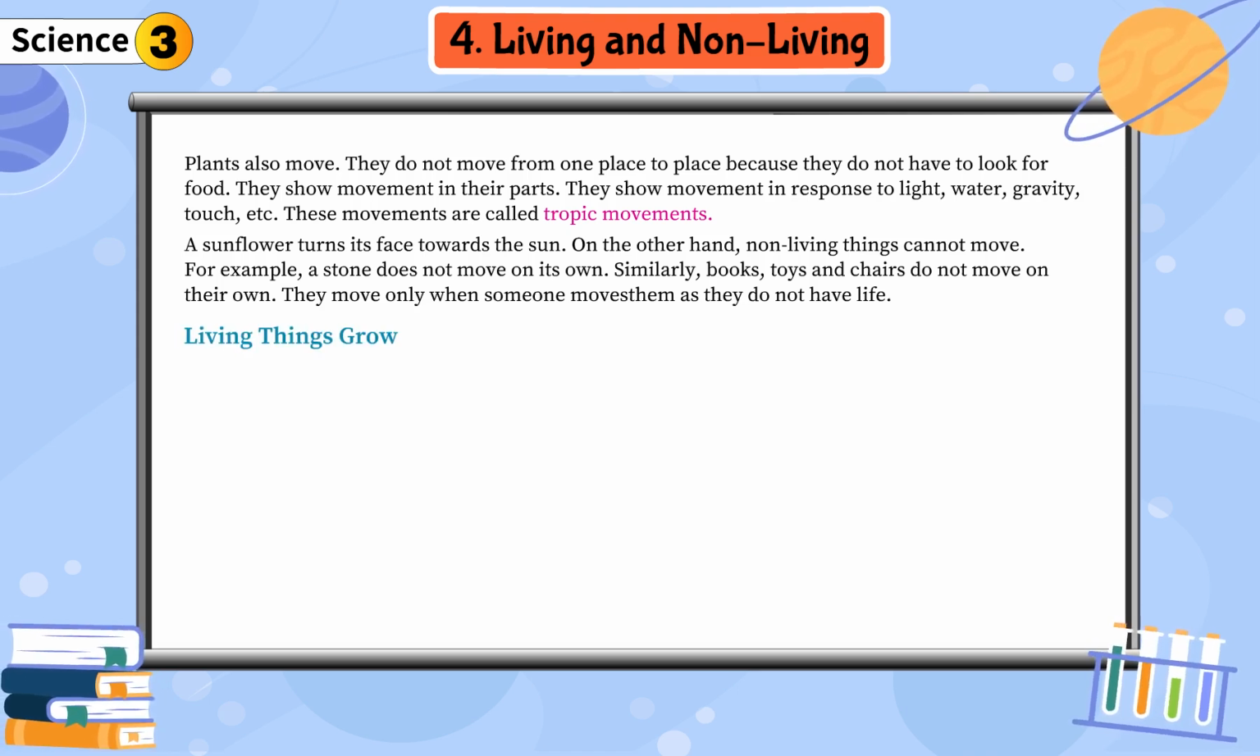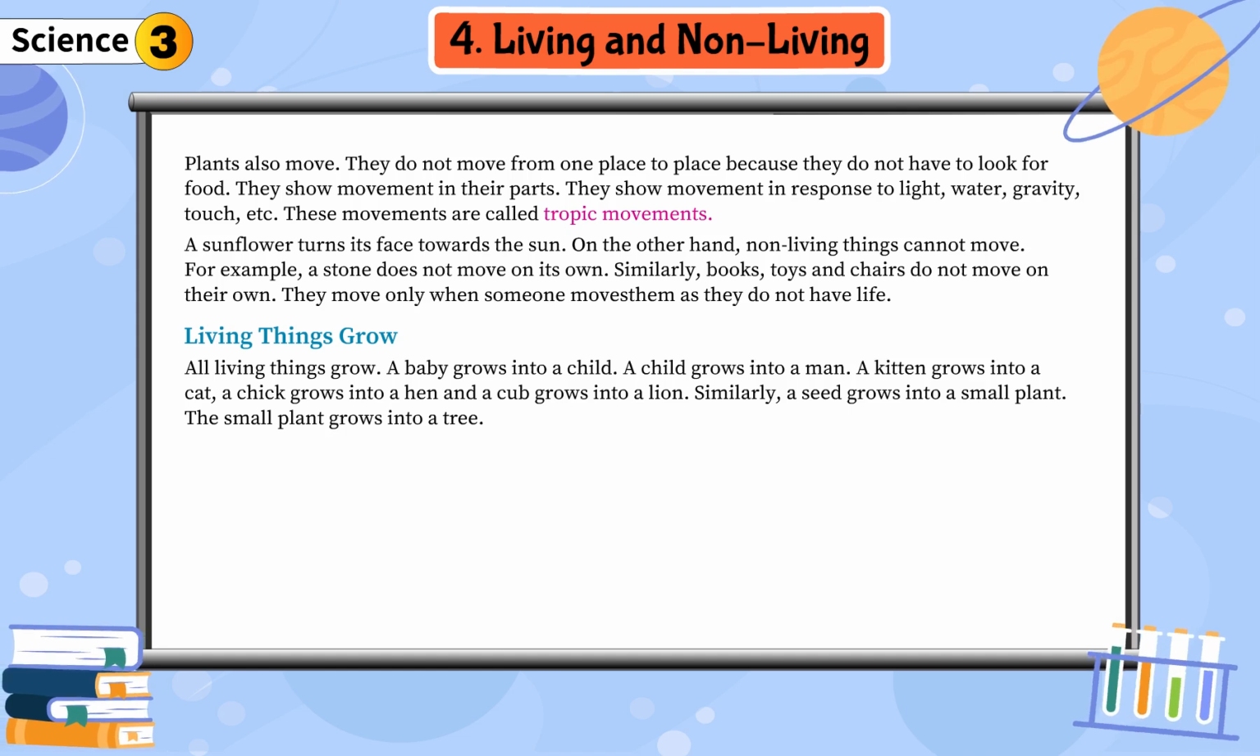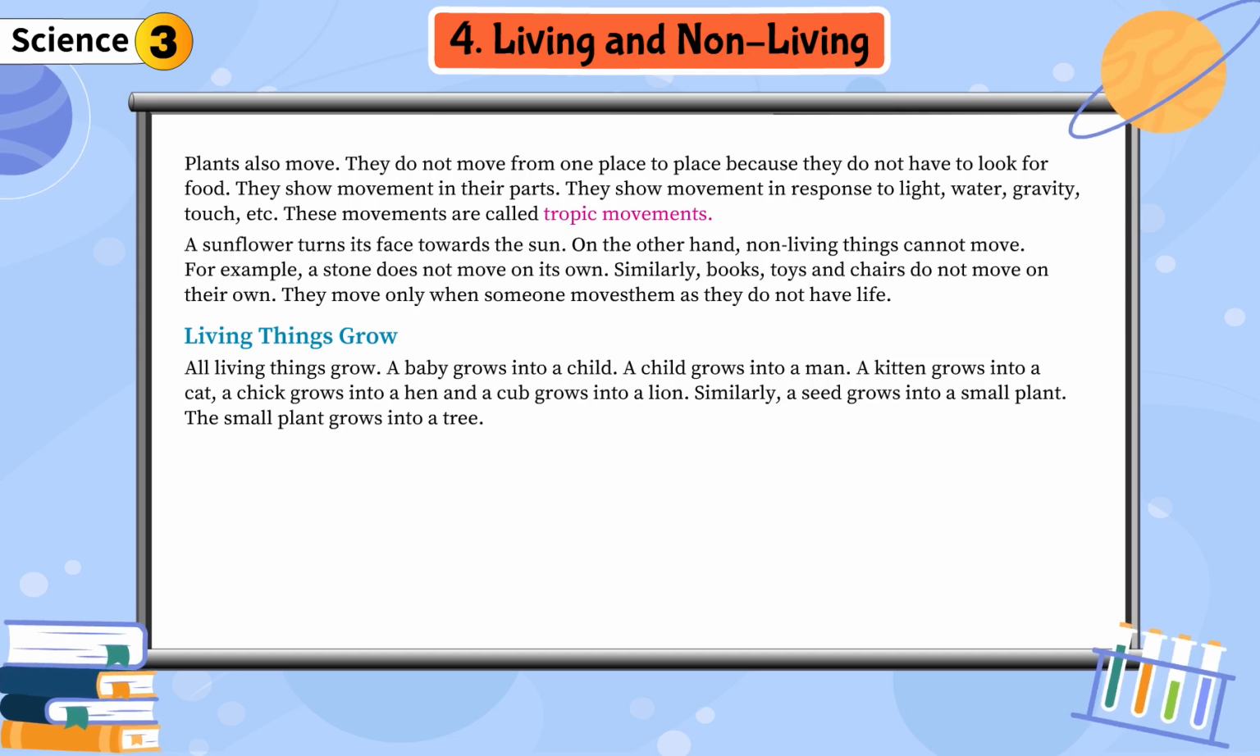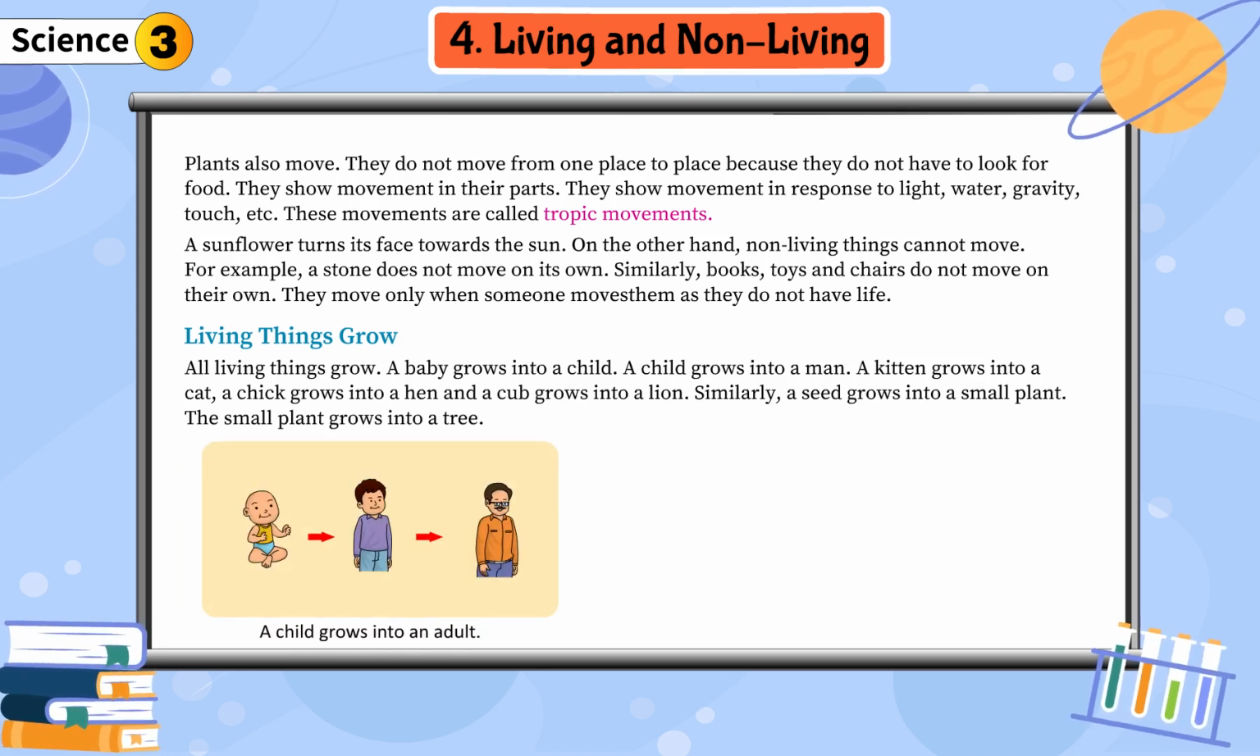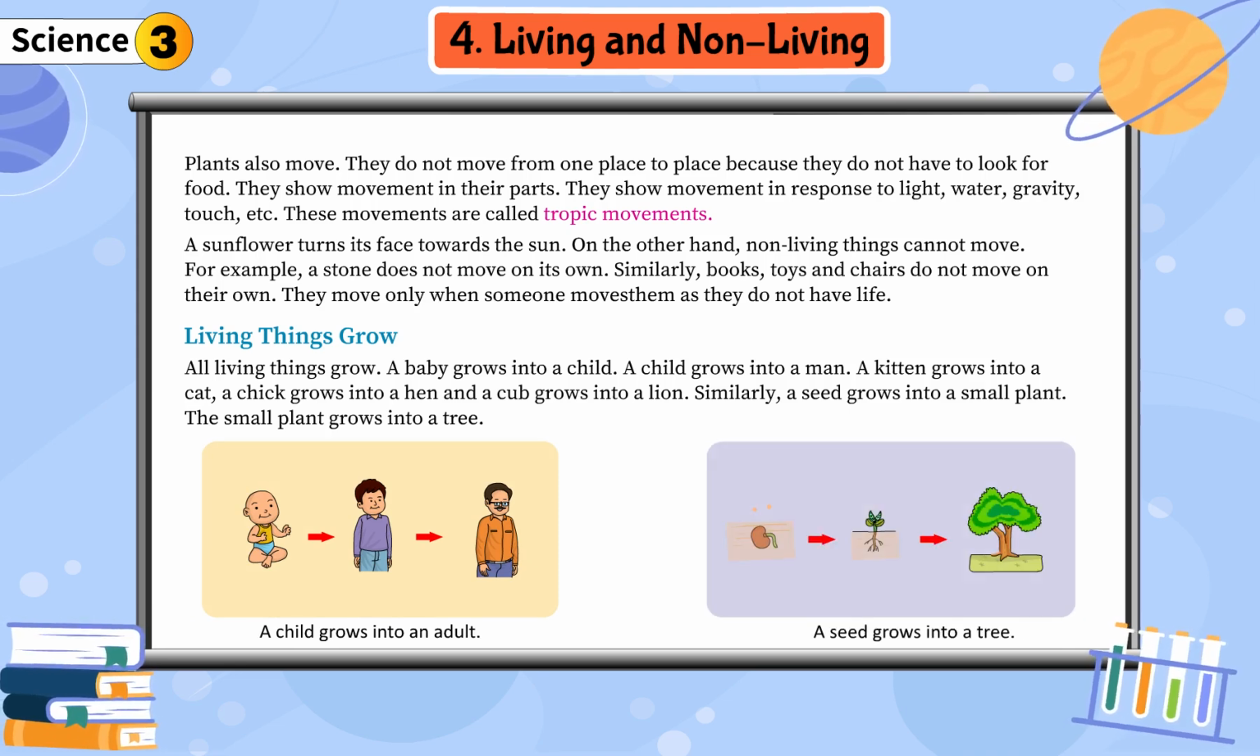Living things grow. All living things grow. A baby grows into a child. A child grows into a man. A kitten grows into a cat, a chick grows into a hen, and a cub grows into a lion. Similarly, a seed grows into a small plant. The small plant grows into a tree. A child grows into an adult. A seed grows into a tree.